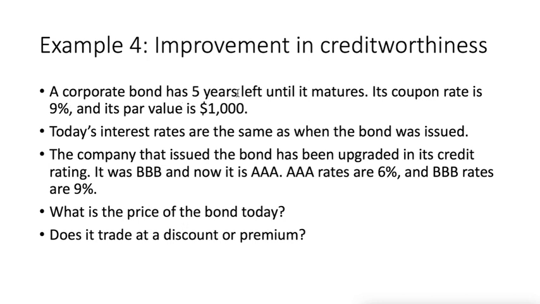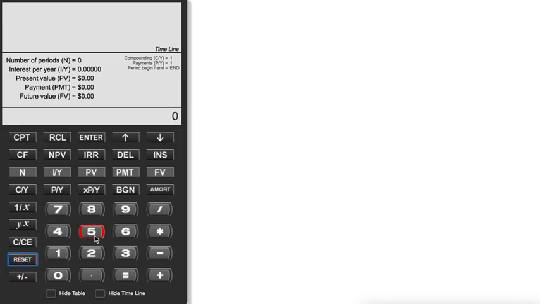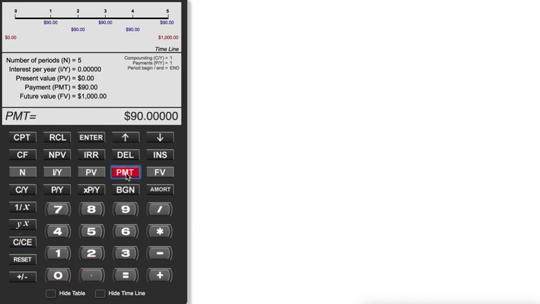So what do we know? 5 years left. So that's going to be a number of periods. Coupon rate is 9%, which means their coupon payment is $90, and par value is $1,000. So 5 years left. $1,000 par value. $90 coupon payment. And lastly, 6% required rate of return. Compute the present value. And now the price of the bond is $1,126.